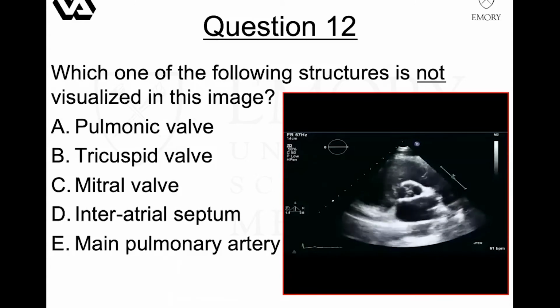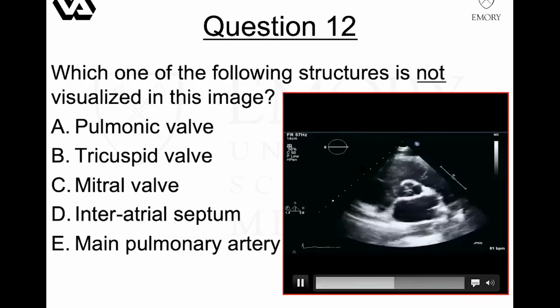It's mitral valve. Correct. Yeah, Akanksha is right. C, mitral valve. So this is a short axis view at the level of the aortic valve. Basically, this is just above the mitral valve in the short axis views. And you can see that the aortic valve is nicely seen, the pulmonic valve is nicely seen, the pulmonary artery is nicely seen, the tricuspid valve is nicely seen.